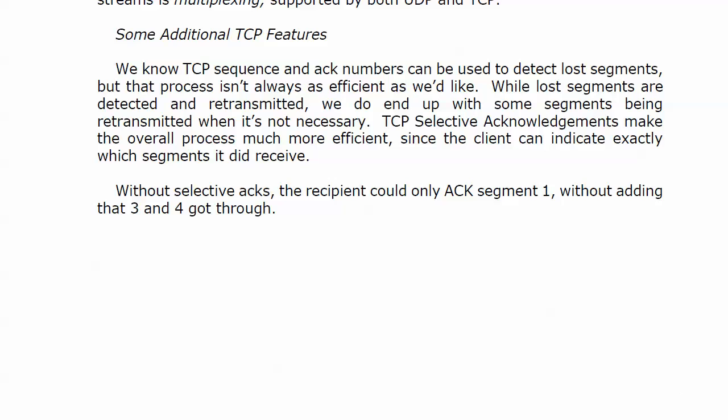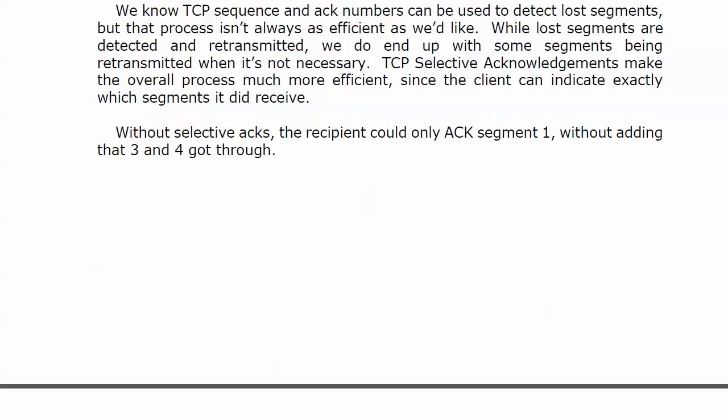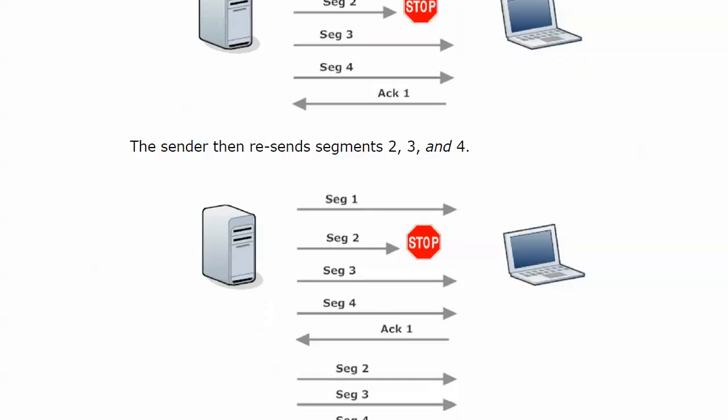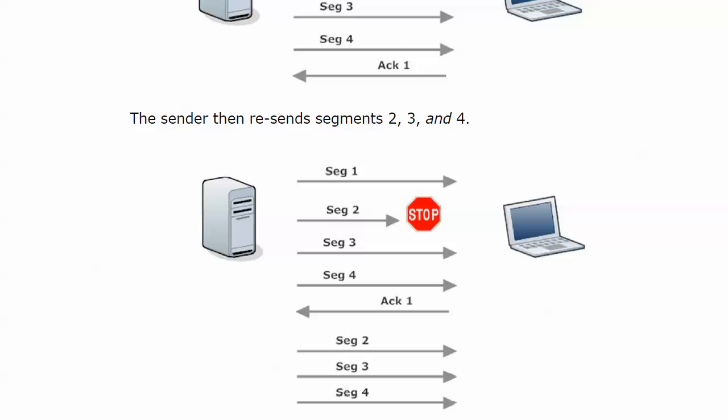Without selective ACKs, we end up with something like this. Let me bring the diagram up. We all go through something like this when we're first learning networking. We see that 4 segments are going from one device to another, and for some reason segment 2 doesn't go through. So our laptop, or whoever the client happens to be, would send an acknowledgement back saying, hey, I'm acknowledging 1. And then the sender would end up resending what? It would end up resending 2, 3, and 4.